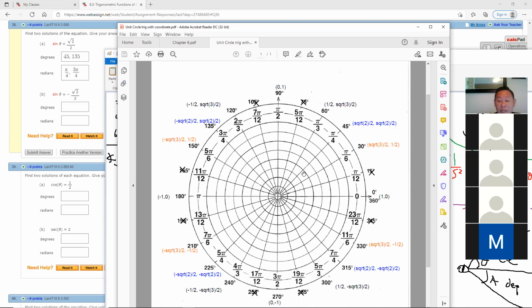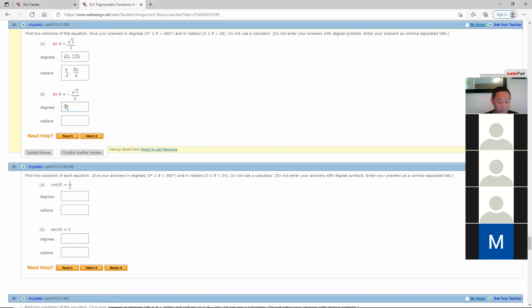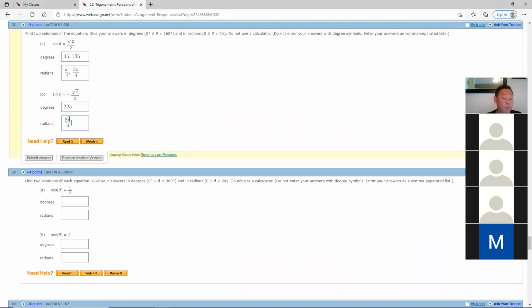What angles in quadrant 3 correspond to 45 degrees, or pi over 4? First, quadrant 3 is here. Don't forget, this is quadrant 3. And this is 5 pi over 4, or in degrees, 225, right? So this will be 225, or 5 pi over 4. So this is quadrant number 3.